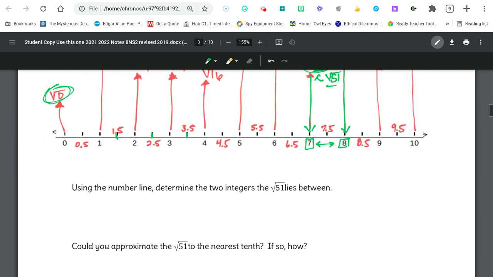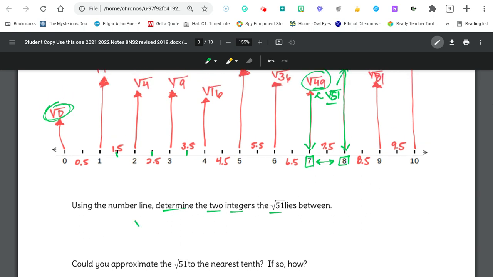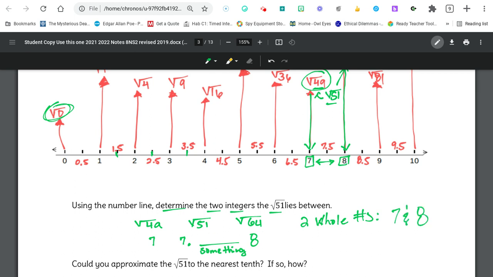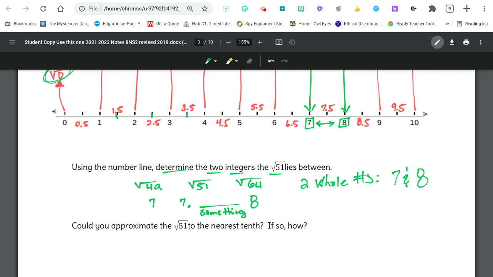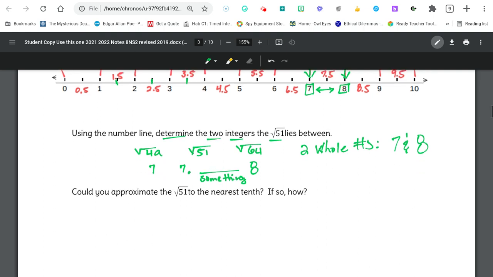So it says, using a number line, determine the two integers that the square root of 51 lies between, okay? So the square root of 51 lies between these two perfect squares, though, which tells me the square root of 49 is 7. That's the whole number 7. Square root of 64 is 8. So I know the square root of 51 is 7 point something, because it's in between 7 and 8. So the two whole numbers are 7 and 8. Okay? Square root of 51 lies between 7 and 8, because it's 7 point something.